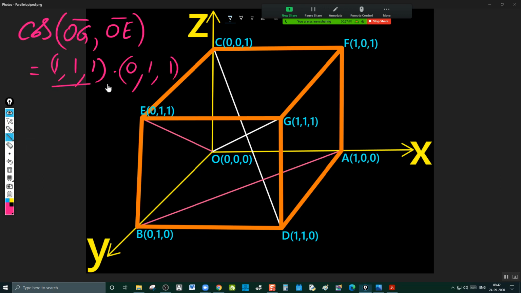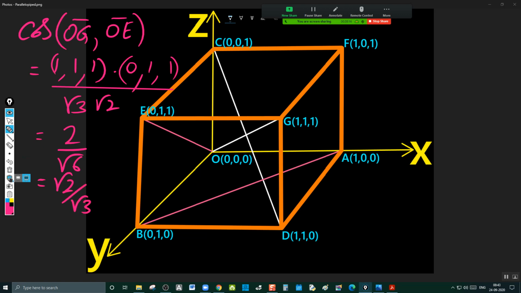Divided by what? Root 3. Modulus of it, please: root 3 into root 2. What is it that you're getting here? 1 into 0 plus 1 into 1 plus 1 into 1, that is 2 by root 6. 2 by root 6 is nothing but root 2 by root 3 if you simplify.